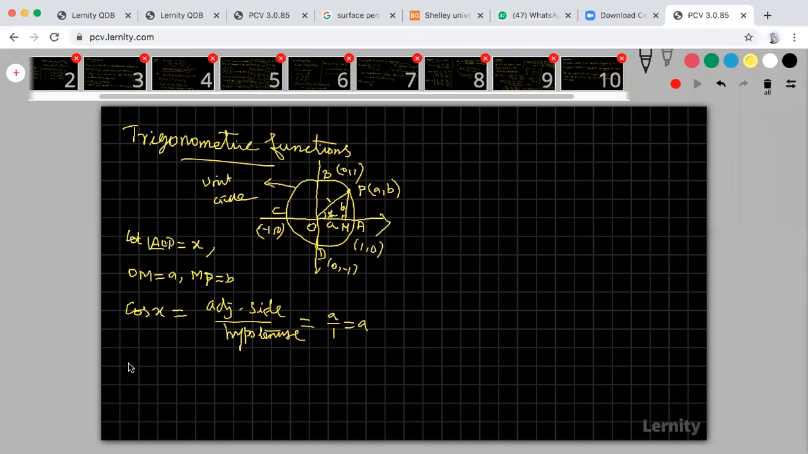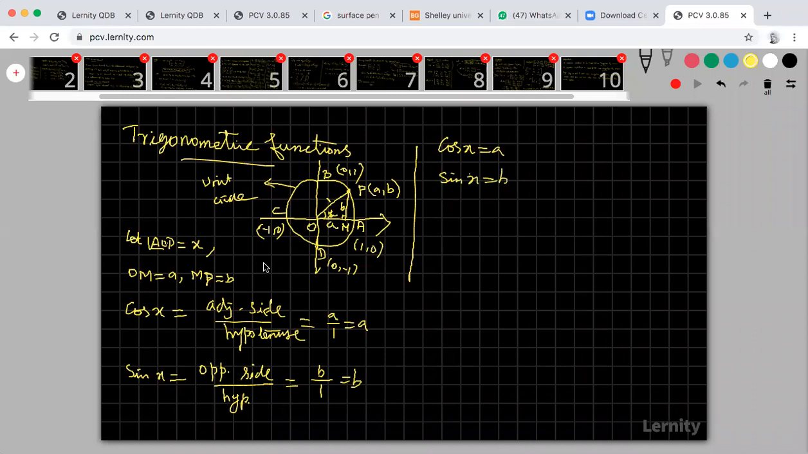So therefore, similarly your sin x. What is my sin x? Opposite side divided by hypotenuse. What is my opposite side by hypotenuse? Opposite side is B. Your hypotenuse is 1. So therefore this is B. So please note that my cos x is equal to A, my sin x is equal to B.